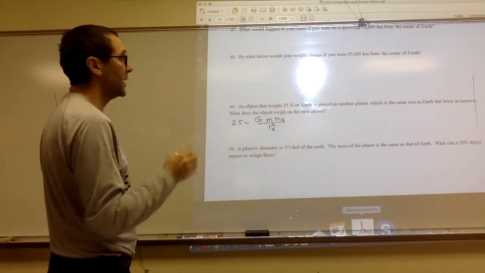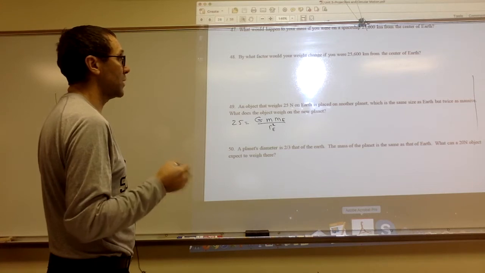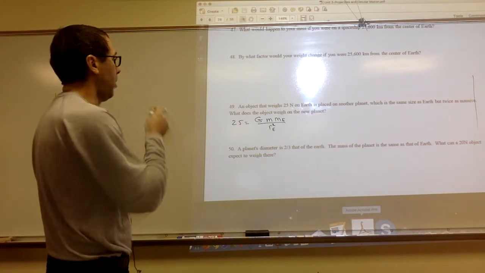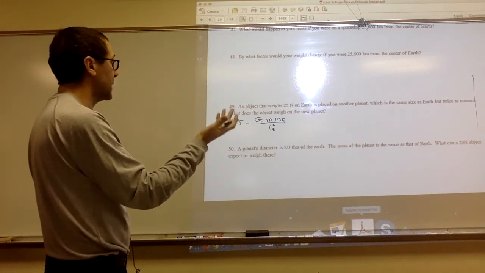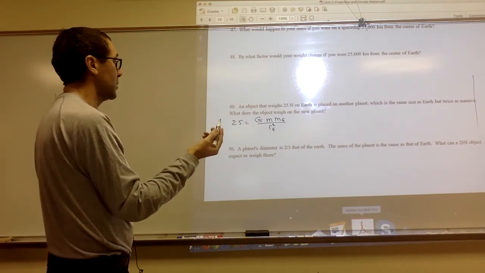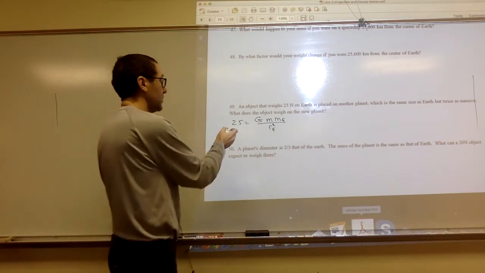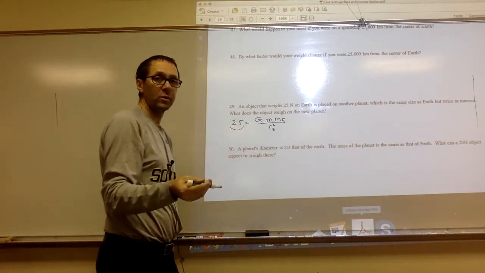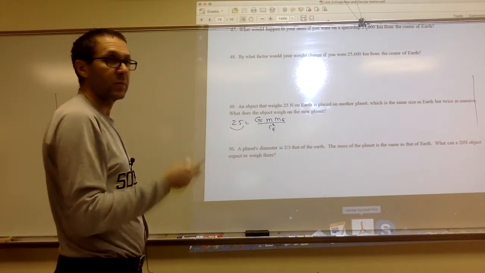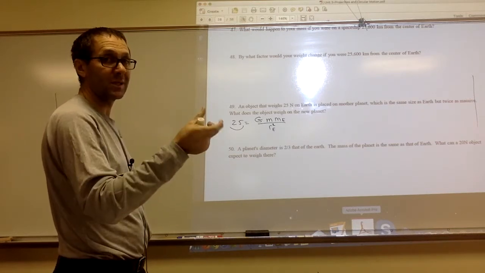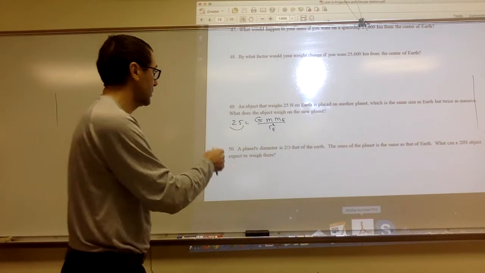Now, this planet has the same size as Earth, but twice as massive. I don't even need to do the inverse square law here because it's the same size, but the mass is twice as much. So the weight is directly proportional to the product of the masses. So the weight will just be 50. It becomes a problem when you're dealing with the distances. With the mass, it's pretty straightforward.